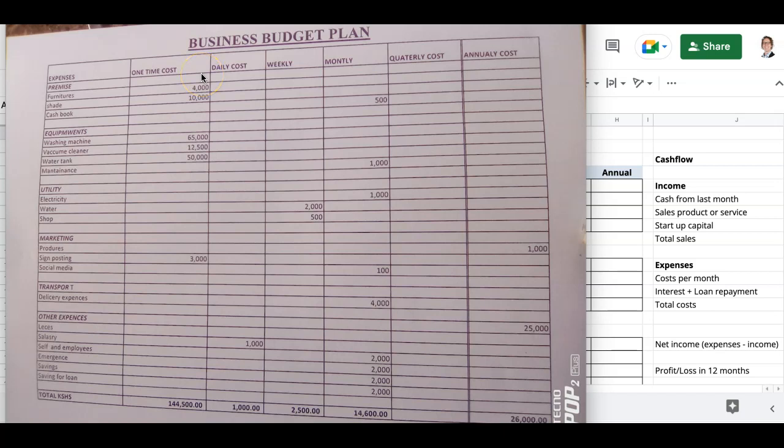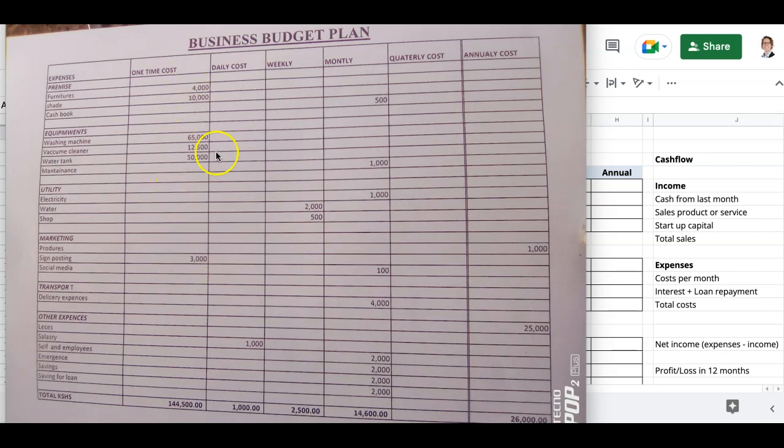In this video, I want to give you an overview of a business budget for a car wash in Kenya. So this is a sheet that I received from Alois, one of our leaders in Kenya, that he printed out and he started to fill things out. So what can we see here?